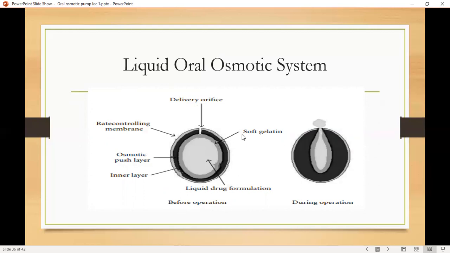So there is a soft gelatin in which a layer of soft gelatin is made in which the liquid drug is formulated. As you can see, a soft gel capsule which contains the liquid formulation inside the gelatin layer. So this is like the same system, but the drug will be released as per predetermined factors. So this is the liquid oral osmotic system.